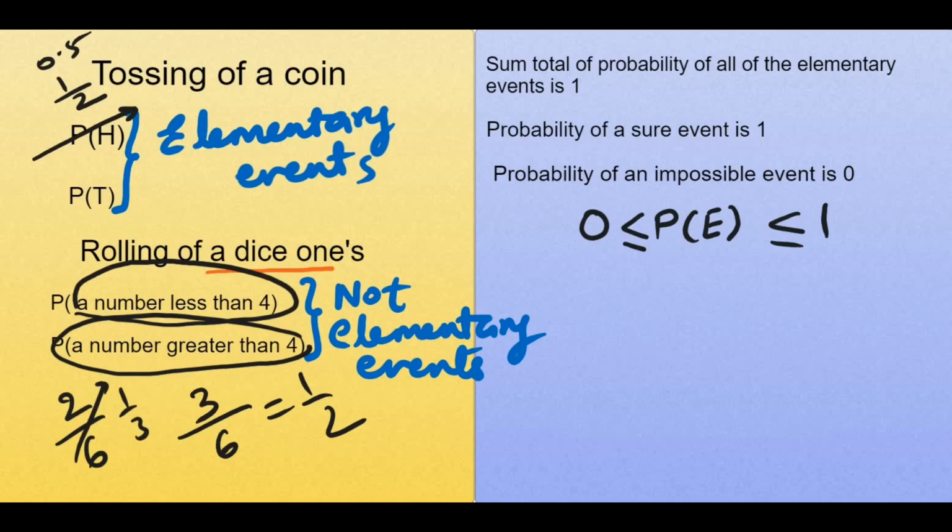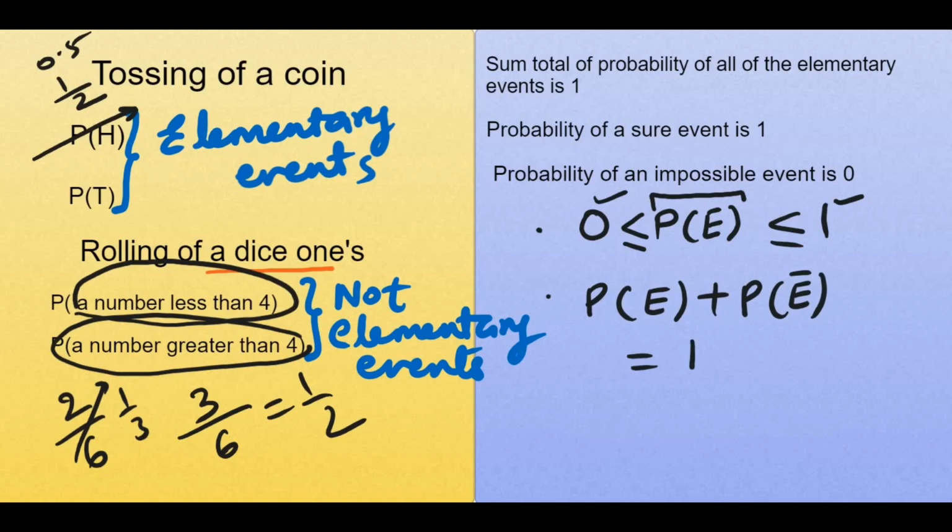So the probability of happening of an event always lies between 0 and 1. And the probability of happening of an event plus the probability of not happening of an event is 1. That is, the probability of happening of an event, a sure event, plus the probability of not happening of an event, that is the probability of an impossible event. So 1 plus 0, which is 1. So the probability of happening of an event plus the probability of its complementary event is always 1.